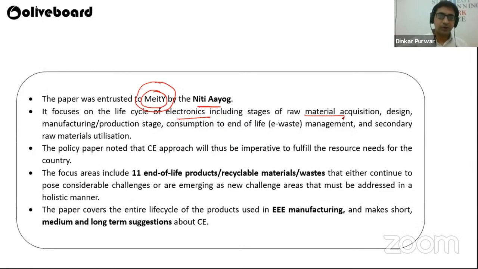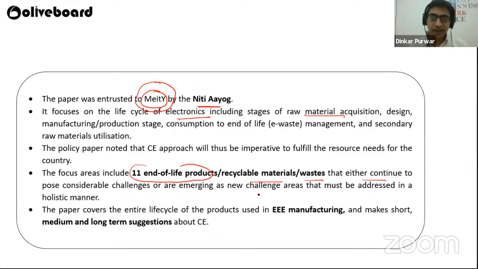It focuses on the life cycle of electronics, including the stages of raw material, design, manufacture, production, consumption, the end of life of e-waste, management and secondary raw material. The policy paper also noted that the CE approach will be imperative to fulfill the resource needs of the country. The focus areas include end of life products and recyclable material waste that either continue to pose considerable challenges or are emerging as new challenges.